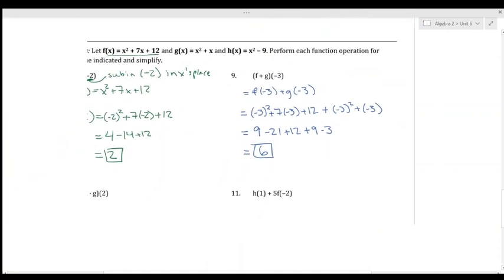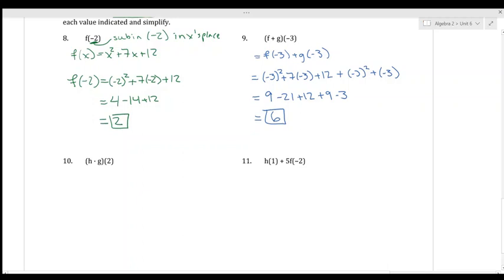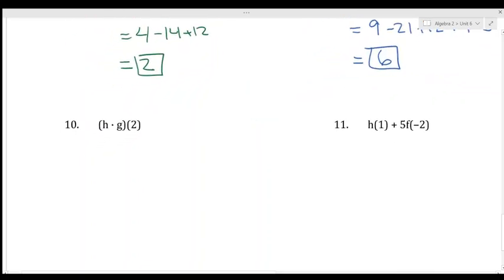Okay, here we go. Now we have h times g of 2. Let's do this in a different color. Let's choose some purple. So g times h of 2 is h of 2 times g of 2. Now, what I don't want you to do is FOIL. Sub in your 2 first.